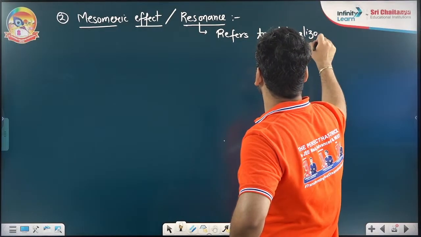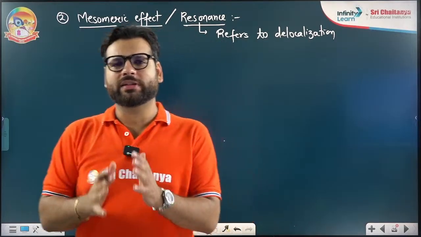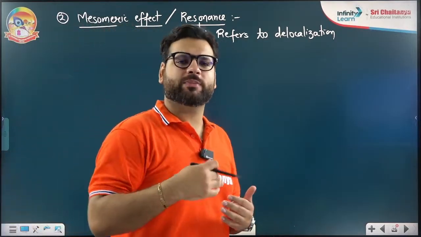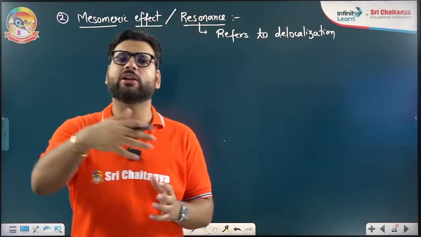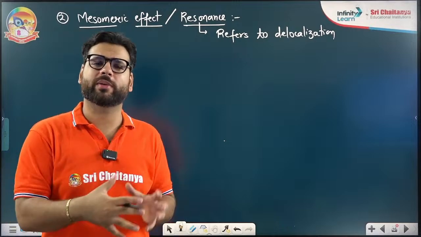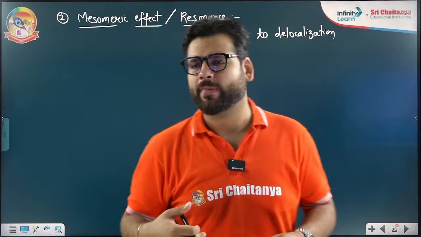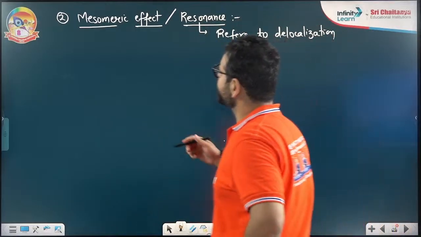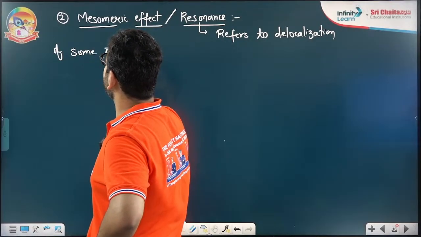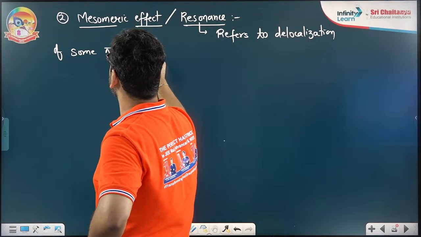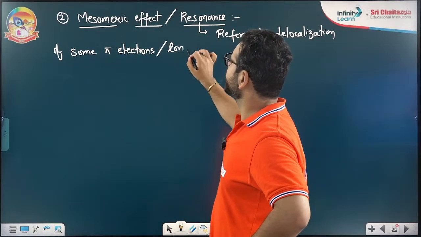Resonance refers to delocalization. Delocalization means a pair of electrons will not be present at one single place, but it is possible to have a pair of electrons present at multiple different places. It is delocalized. It is not local only at one place. It is present at many places. So it refers to delocalization of some pi electrons or some lone pair electrons.